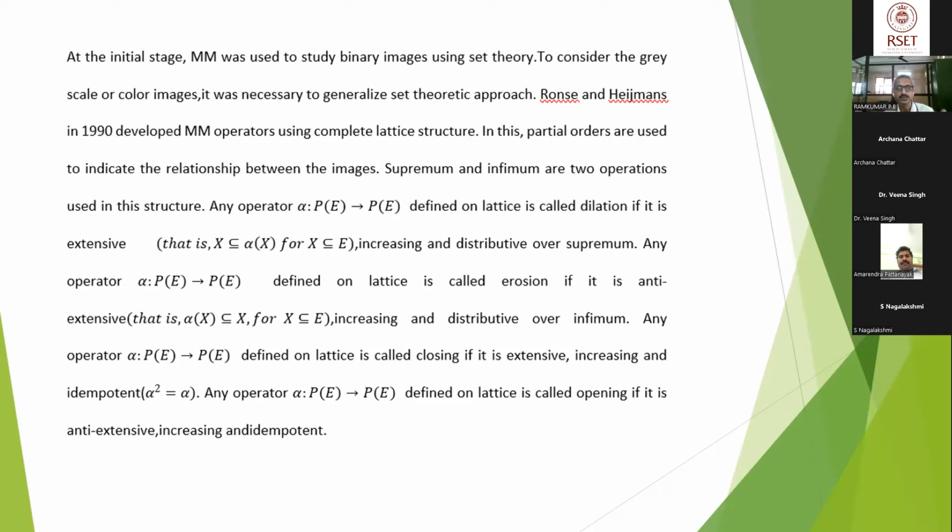And in the case of closing, alpha is closing if it is extensive, increasing, and idempotent. Idempotent means alpha squared, the square of the operator, is equal to the operator itself. So any operator defined on the lattice is called opening if it is anti-extensive, increasing, and idempotent.